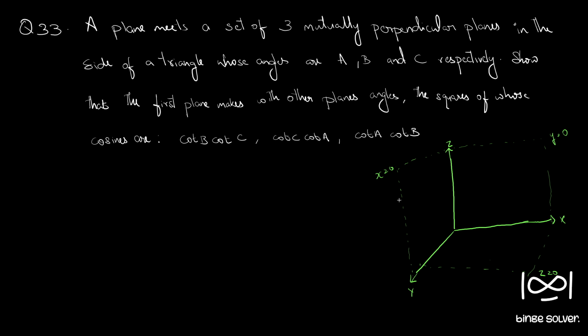Now a plane meets this set of three perpendicular planes in the sides of a triangle whose angles are A, B, C respectively. We can draw any plane that meets these three planes in the sides of a triangle, which we are very familiar with, a plane like this, which meets the perpendicular planes in these sides of a triangle, right?